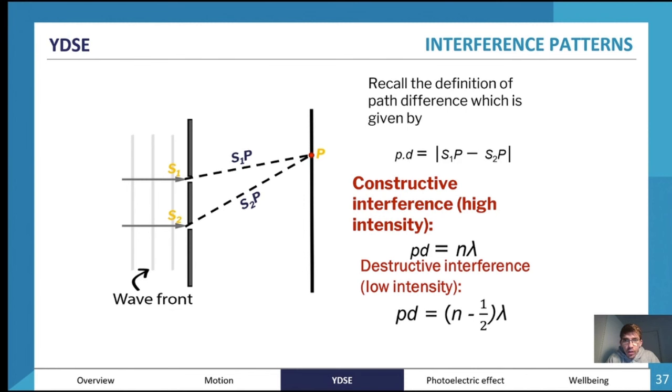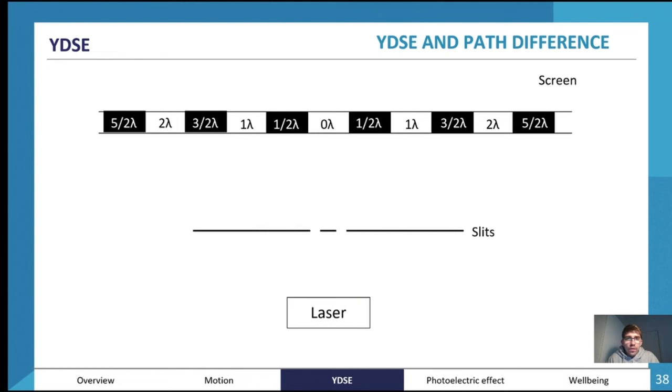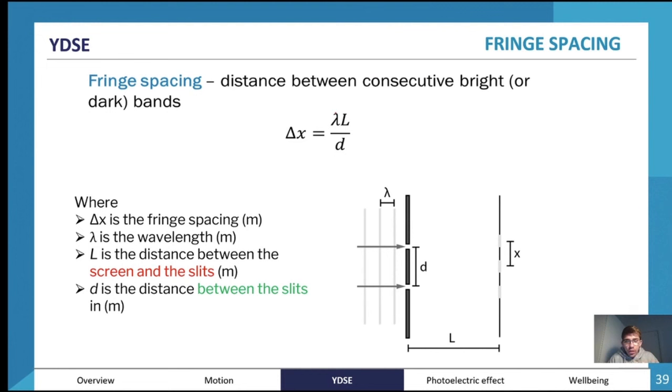So if the path difference is a multiple of the wavelength of light, then there's going to be constructive interference. And if the path difference is not a multiple of the wavelength, so n minus a half multiplied by the wavelength, that will be destructive interference. You can use the inverse as well. That can help you because if the exam asks what's the path difference of the first bright band, second dark band, and so on, you can calculate the path difference that way.